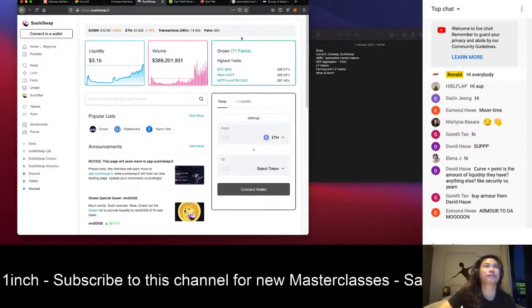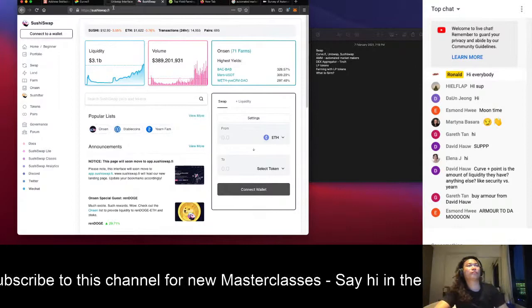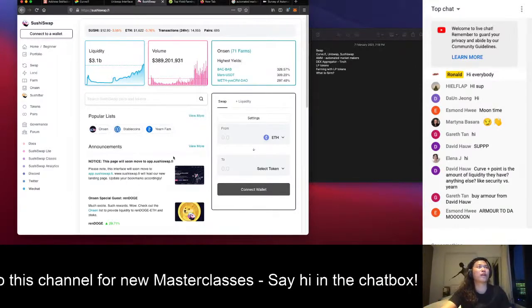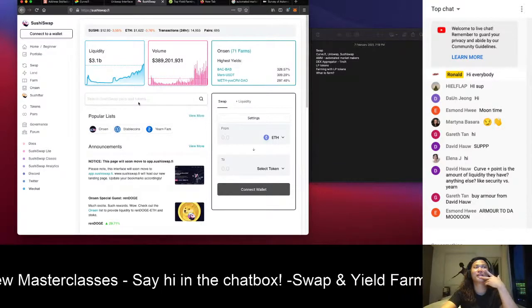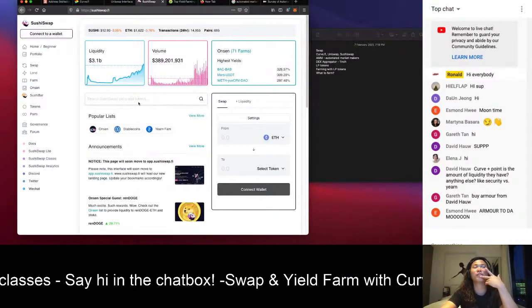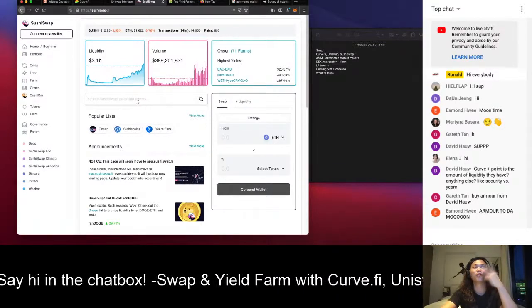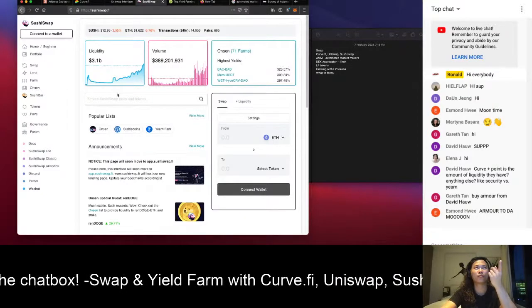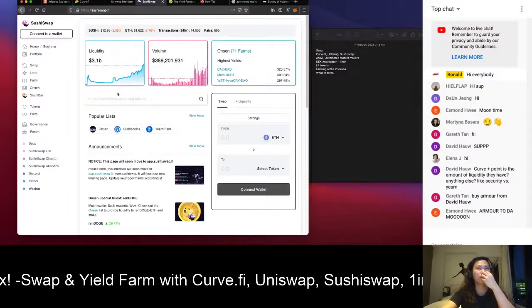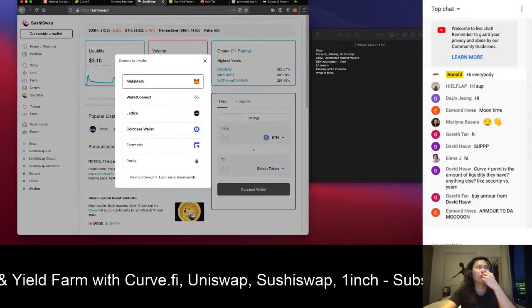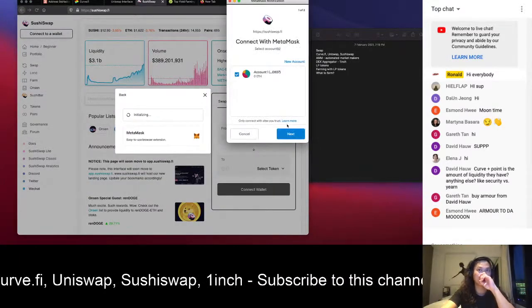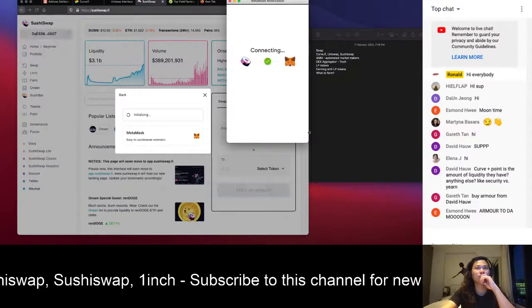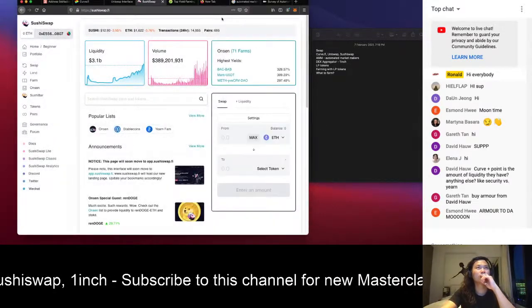Accept update. And the first thing you take note of is that even though SushiSwap copied, their liquidity is catching up with Uniswap. So it's impressive. Uniswap was 3.8 billion and SushiSwap is at 3.1 billion. All right, and then we connect to our wallet. Always start off by connecting your wallet. Okay, so now we've logged in.